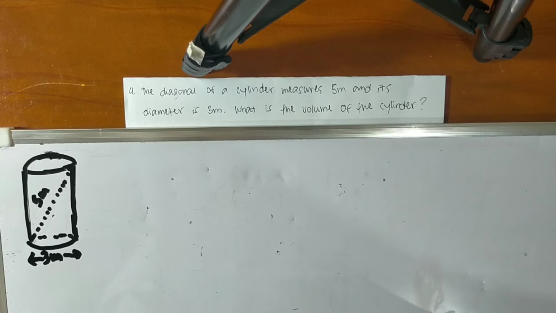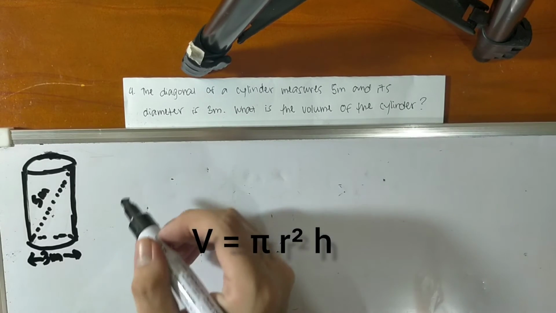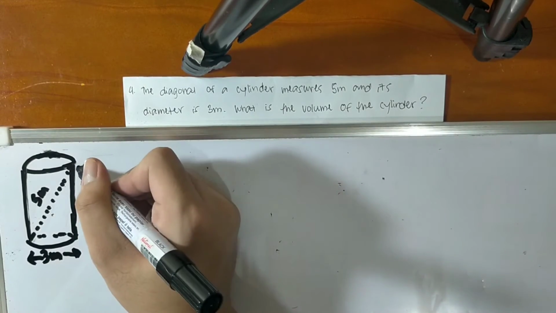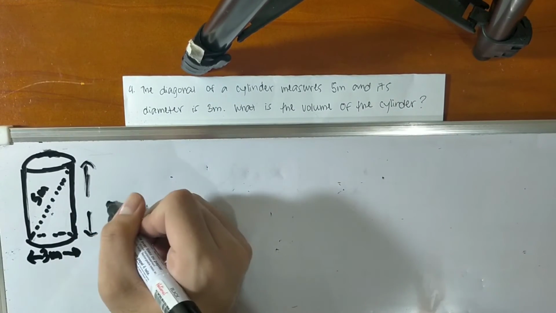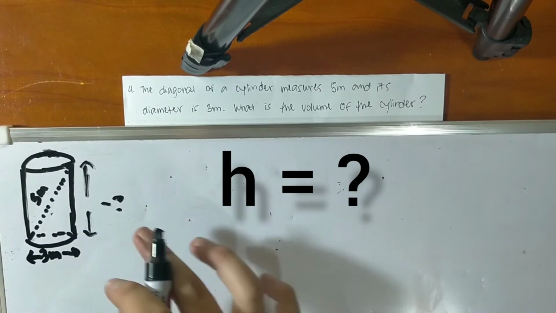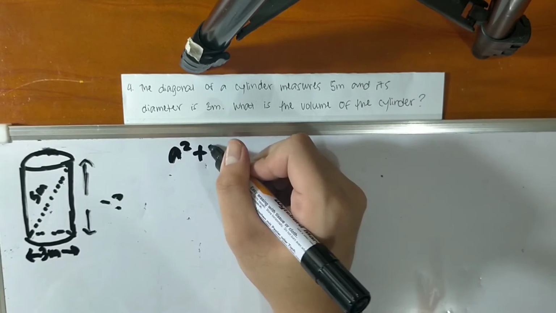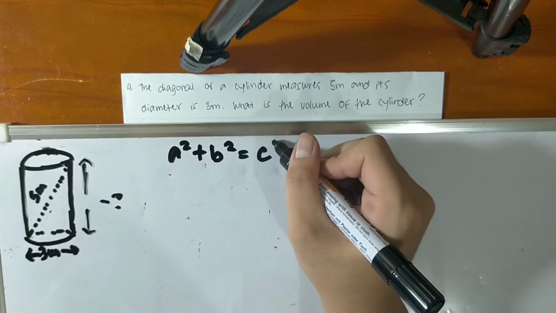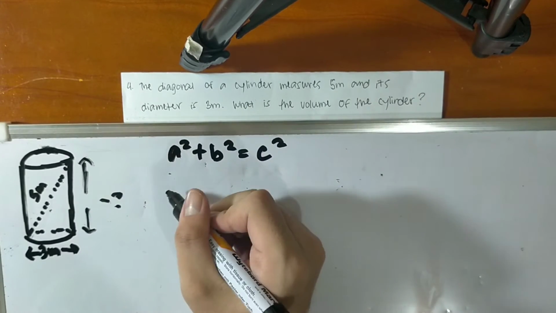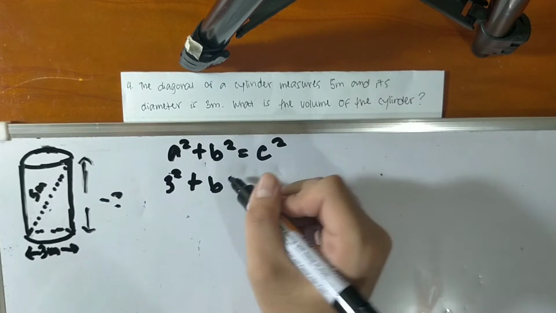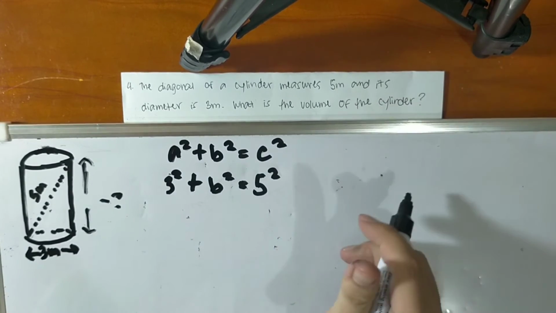For the fourth problem: the diagonal of a cylinder measures 5 meters and its diameter is 3 meters. What is the volume of the cylinder? The formula for the volume is V equals pi r squared times h. Since we do not have the height yet, we need to first use the Pythagorean theorem to find the height. I use the formula a squared plus b squared equals c squared. I substitute a by 3 and c equals 5.